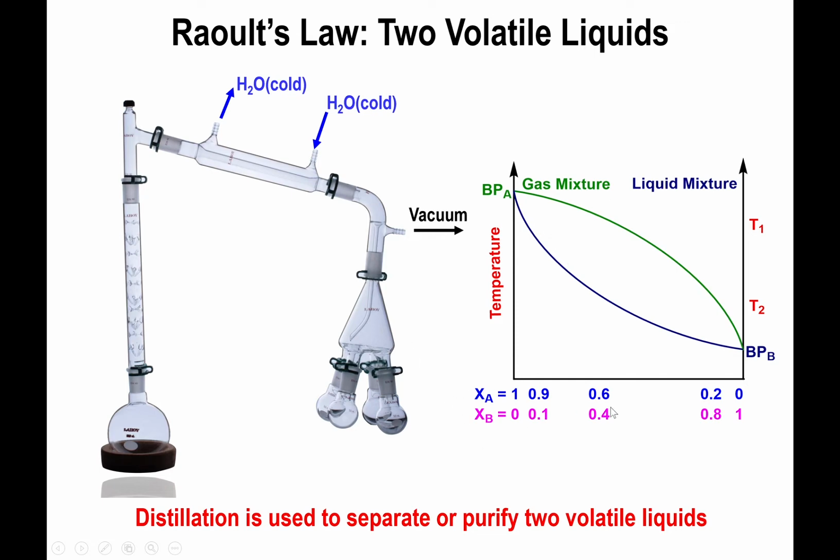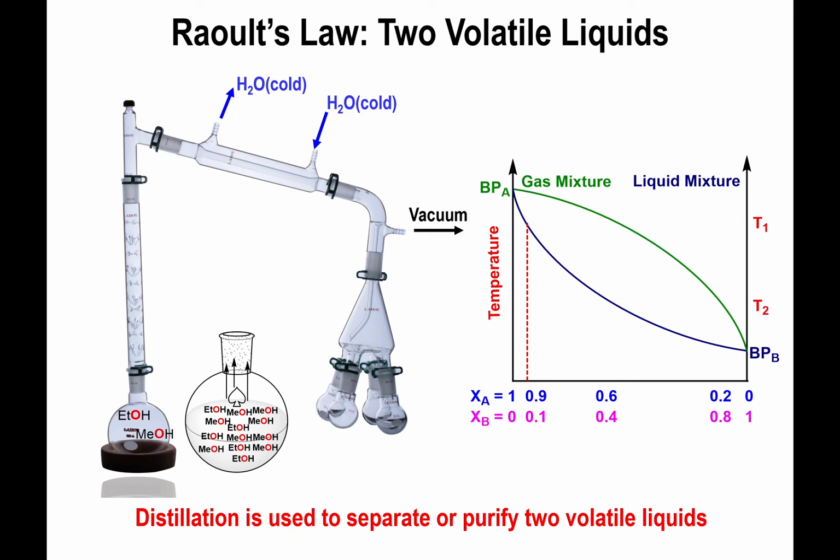And down here on the graph, what we're showing is the mole fractions of each one of the species. And so what you can see is that when the mole fraction of A is 1, that of B is 0. When the mole fraction of B is 1, that of A is 0. And then as long as they both add up to 1, this kind of works out pretty well. So 0.9 and 0.1, 0.6 and 0.4, and so on and so forth.